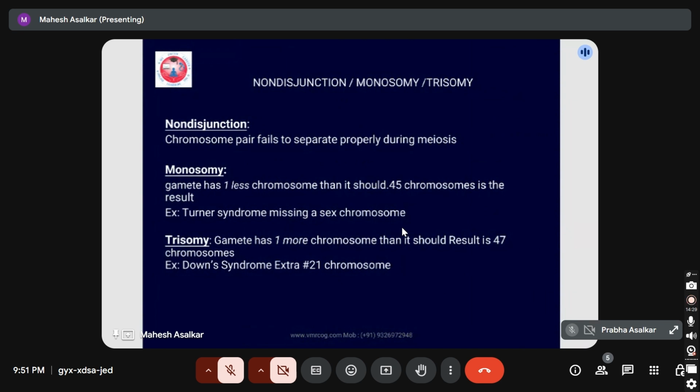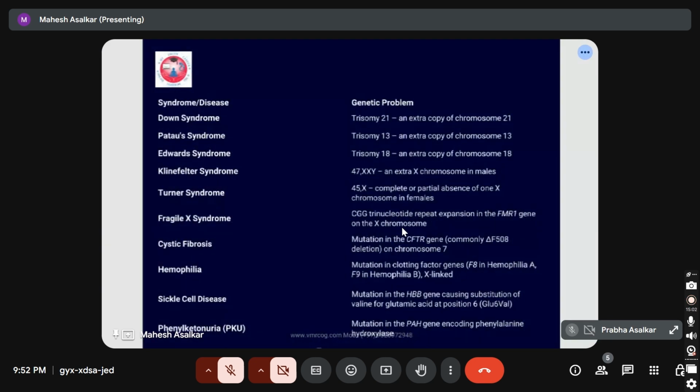So there may be non-disjunction in which a chromosome pair fails to separate properly during meiosis, and there can be monosomy where the gamete has one less chromosome than it should, that is 45 chromosomes is the result. So Turner syndrome is the example of it, where one sex chromosome is missing. Then you can have trisomy. The gamete has one extra chromosome than what it should have. It will result in 47 chromosomes. That is Down syndrome, where there is an extra chromosome 21. So this also you should remember from the SBA point of view. In Down syndrome, there is a trisomy 21, that is an extra copy of chromosome 21.